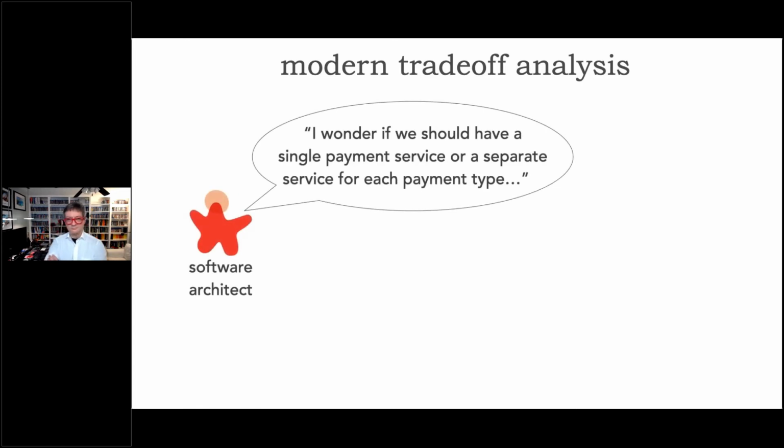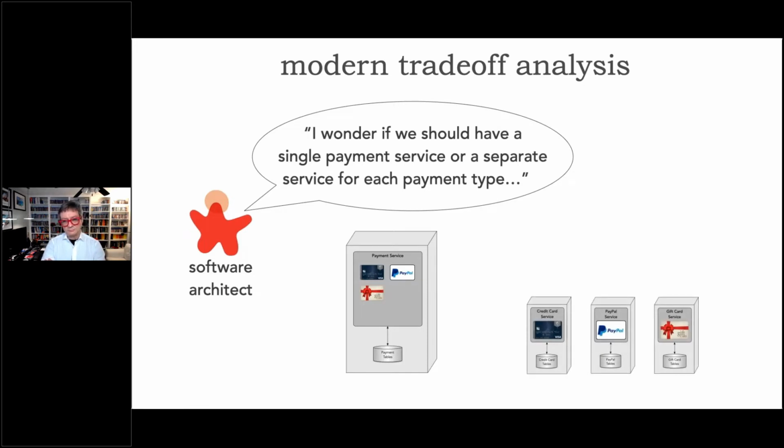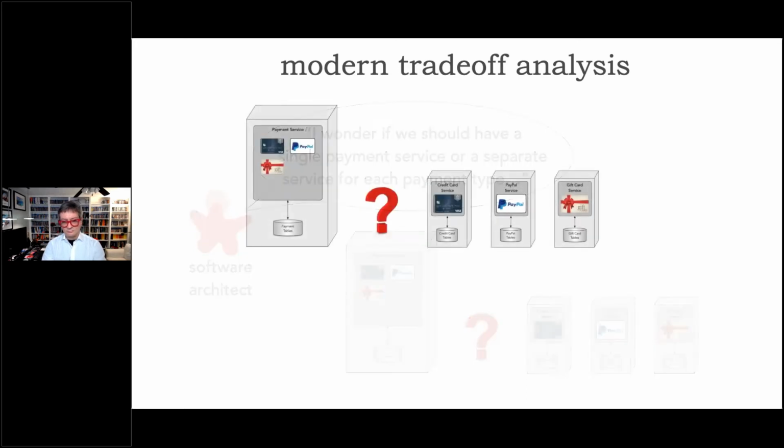So here's an architect that says, well, I wonder if we should have a single payment service for all of the ways we can apply a payment, or a separate service for each payment type. Yet another decision and trade-off analysis we need to make in distributed architectures. And this really involves things about service granularity. So let's run through some business use case scenarios to tease out some of those trade-offs.